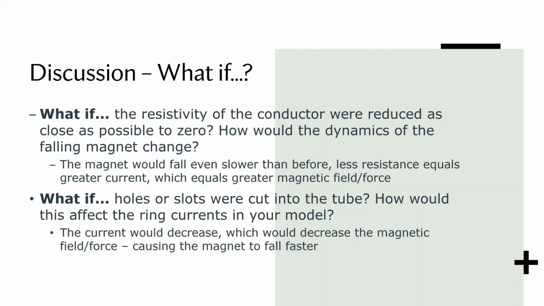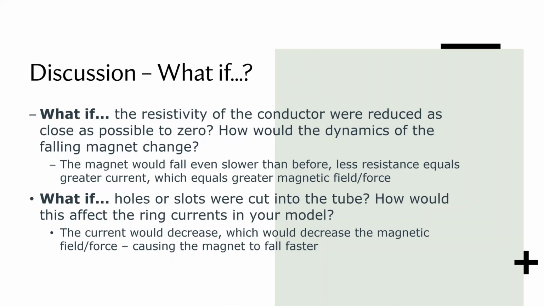So what if the resistivity of the conductor were reduced as close as possible to 0? How would the dynamics of the falling magnet change? The magnet would fall even slower than before because less resistance equals greater current, which equals greater magnetic field or force.